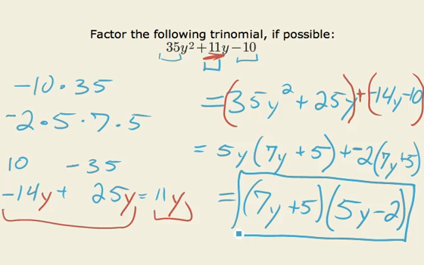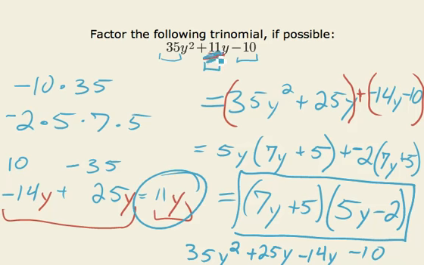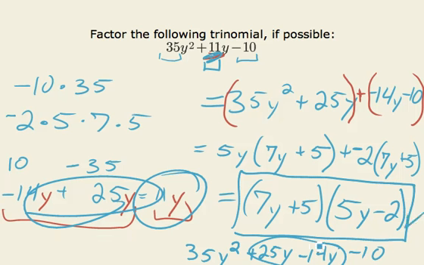If we were a little unsure about the work that we did, we can always check this factored form. 7y times 5y, I'm foiling here. 7y times 5y is 35y squared. 5 times 5y is a 25y. 7y times -2 is a -14y. 5 times a -2 is a -10. And of course, 25y minus 14y, that's the 11y that we were looking for earlier. That's why we came up with this breakdown, because when we do this checking, when we do this foiling, those are the terms that show up. So this factoring checked, we have an answer, we're done.